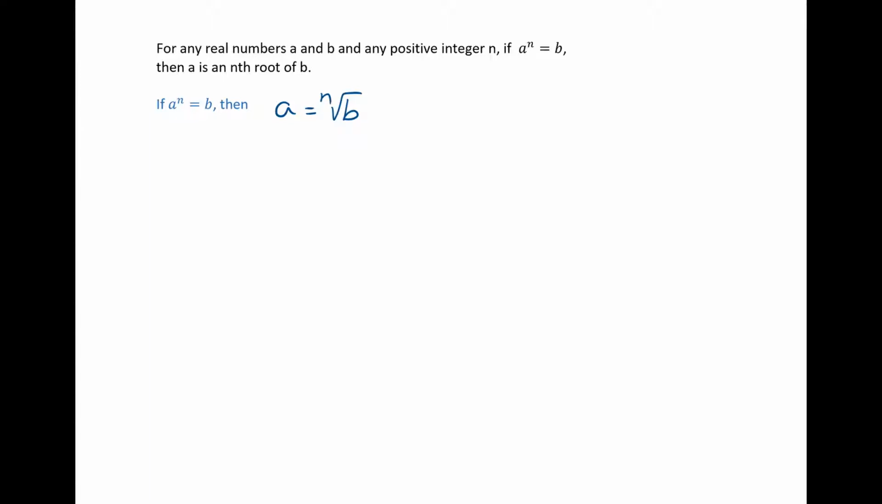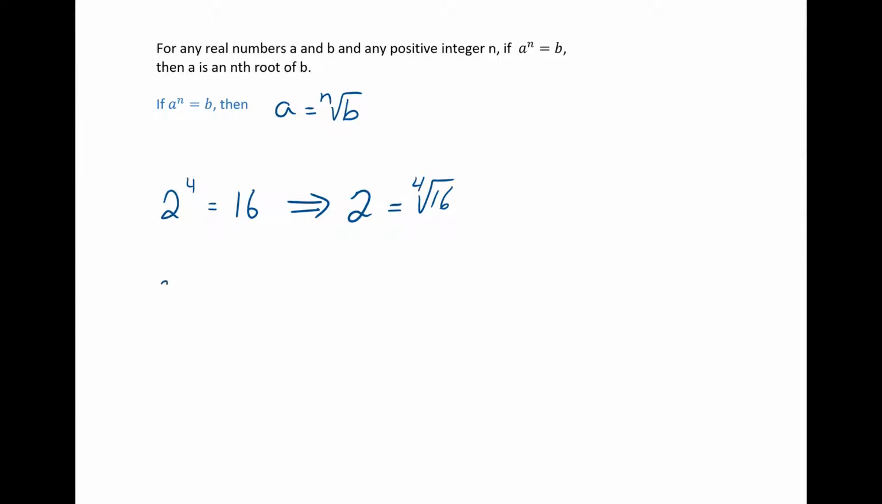Okay, so suppose 2 to the 4th power is equal to, well, what is that? 2 times 2 is 4, times 2 is 8, times 2 is 16. So it's equal to 16. That means 2 is the 4th root of 16. Okay, so another nth root.